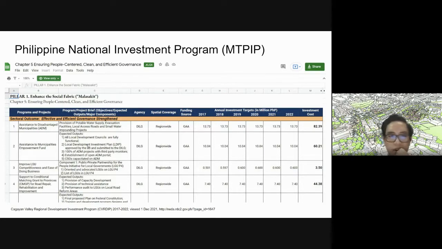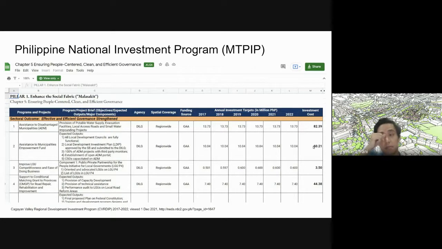Just personal preference, but what does assistance to municipalities include? So all local development councils are fully functional. Local development investment plan, 100% of ADM projects with third-party monitors, establishment of ADM portal, CSOs capacitated on ADM. So that's 60 million pesos for that investment cost. And annual investment target is about 10 million per year. So I think they just kept on adding it. So yeah, it's still very fuzzy to me how that works.